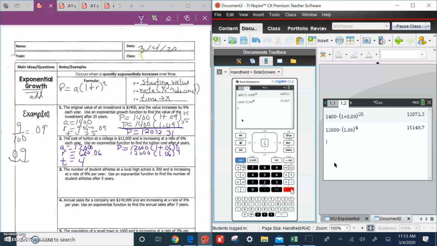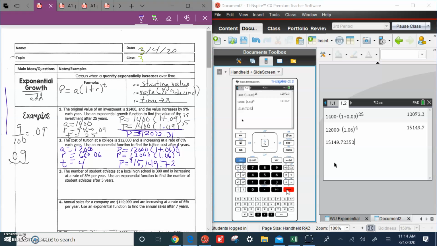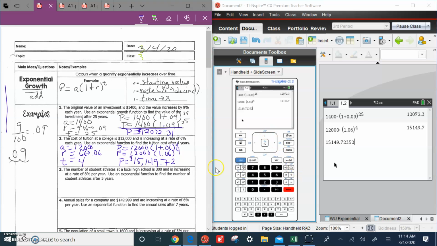Again, it's money, so click up, hit enter so we can see the whole value. And we only want it to the second decimal. So it's $15,149 with 72 cents. Please round properly. All right, let's do number 3. Okay, so far not too bad. I think most people were getting this pretty quickly.